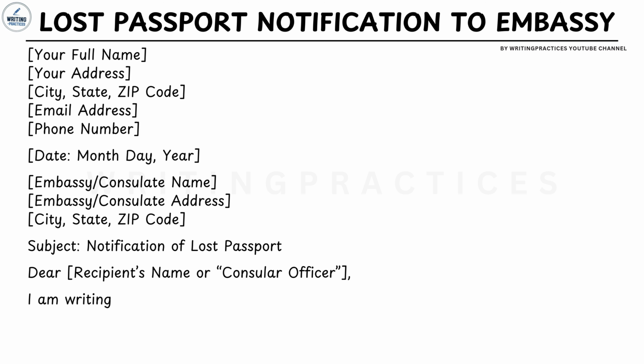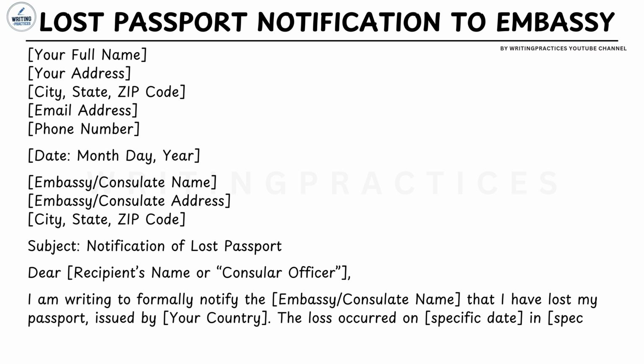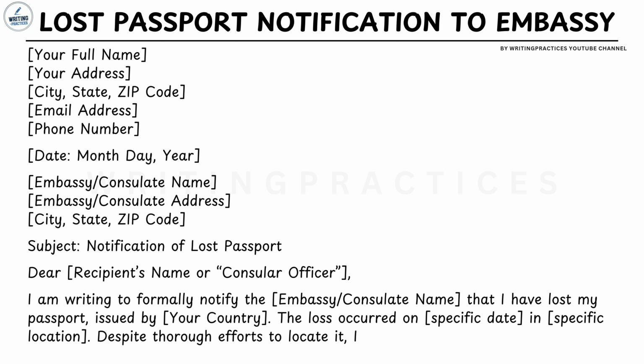Opening paragraph. The opening paragraph introduces the purpose of your letter. From the template, it might read, I am writing to formally notify the Embassy of the United States that I have lost my passport, issued by the United States. The loss occurred on December 15, 2024, in New York City. Despite thorough efforts to locate it, I have been unable to recover my passport. This paragraph sets the context by explaining the situation clearly. Mentioning the date and location of the loss adds specificity, which is vital for the embassy's records.